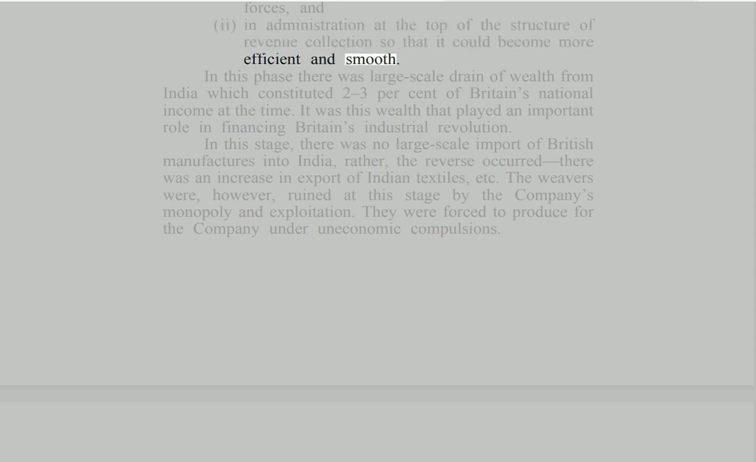In this phase there was large-scale drain of wealth from India, which constituted 2-3% of Britain's national income at the time. It was this wealth that played an important role in financing Britain's industrial revolution. In this stage, there was no large-scale import of British manufactures into India; rather, the reverse occurred, there was an increase in export of Indian textiles, etc. The weavers were, however, ruined at this stage by the company's monopoly and exploitation. They were forced to produce for the company under uneconomic compulsions.